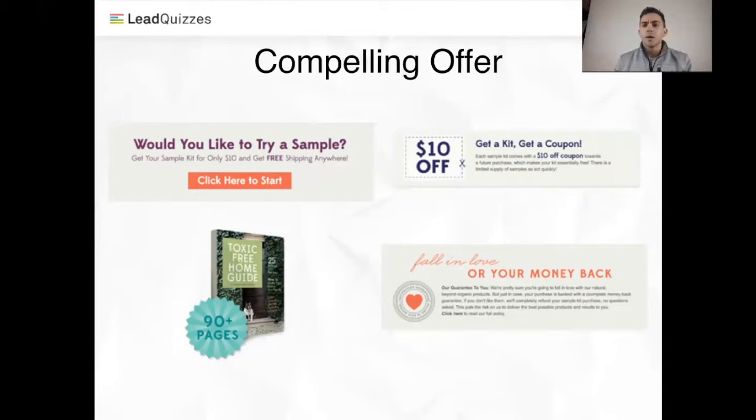But what about a bonus? For the bonus, they're gonna throw in this free toxic home guide. It's 90+ pages, and you're going to be able to get that. And then even another bonus, you're going to get a $10 coupon off for your next purchase. So this incorporated a lot of aspects of that compelling offer, and they were able to generate $200,000 in sales in 2 months just from the quiz with having this compelling offer after it.